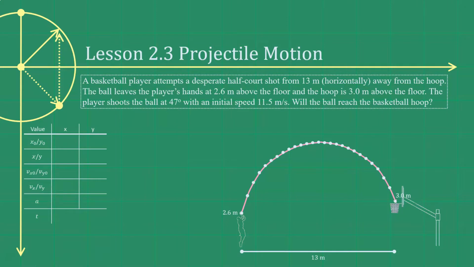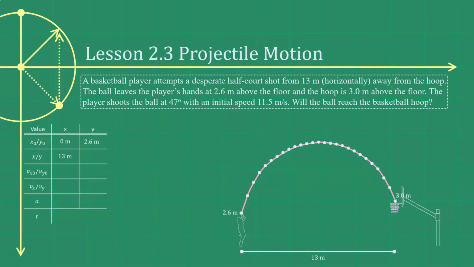Now, what are the things that I know? Well, from my diagram, I know a few things. I know that the original X position is 0 meters, according to my diagram. My original Y position is 2.6 meters above the floor. I'm going to say that my final X position is going to be 13 meters. So I know this ball is going to go 13 meters.